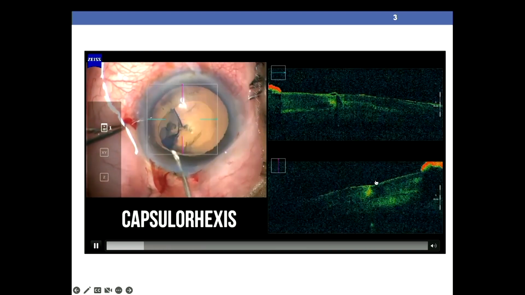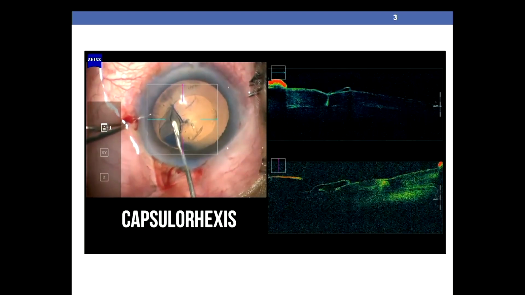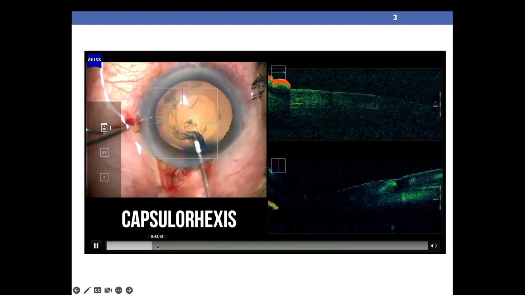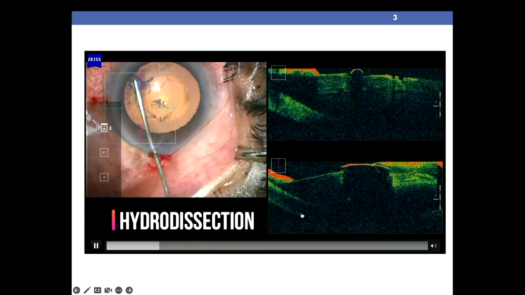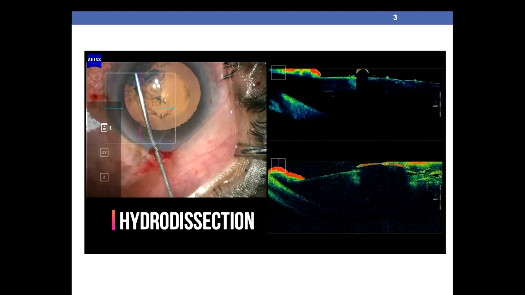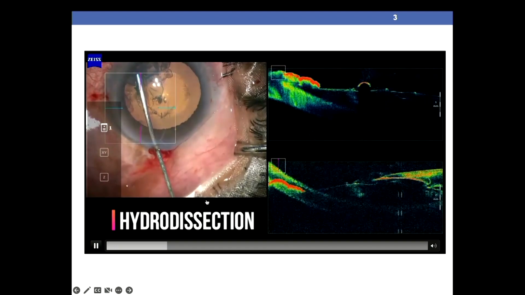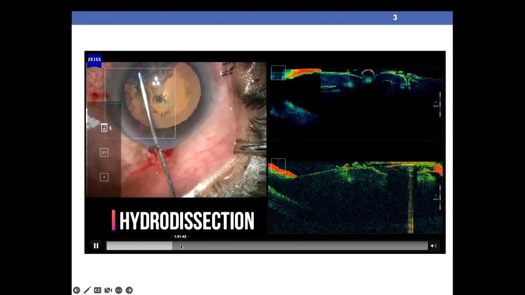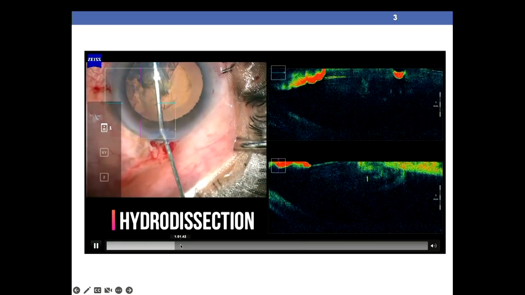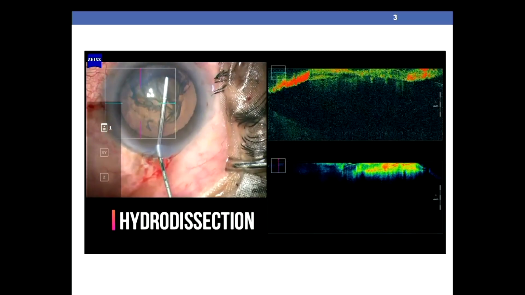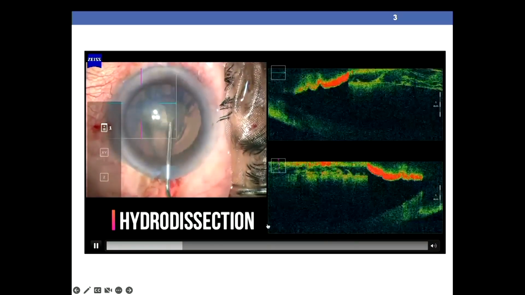Also, when you do hydrodissection, the wave of fluid can be seen after you do the hydrodissection, as in this case. And this is again of importance in cases of posterior subcapsular cataract or posterior polar cataract, where you can see whether the PC is communicating with the vitreous or not. Then when you make a crater, you can actually see the depth of the crater by looking at the edges of the crater. So this is the hydrodissection wave which can be seen.